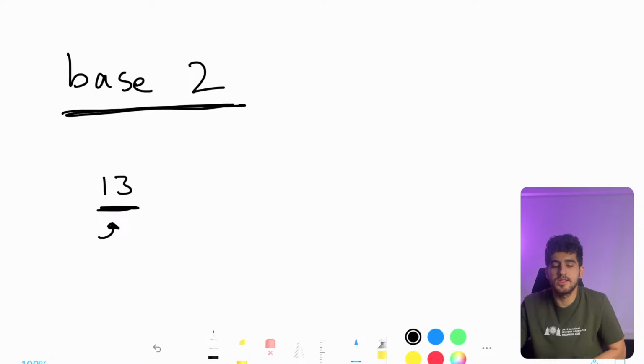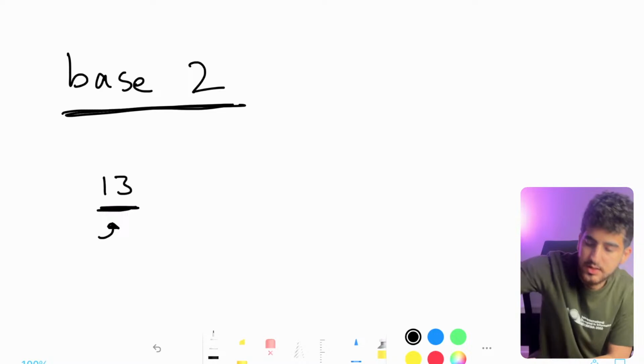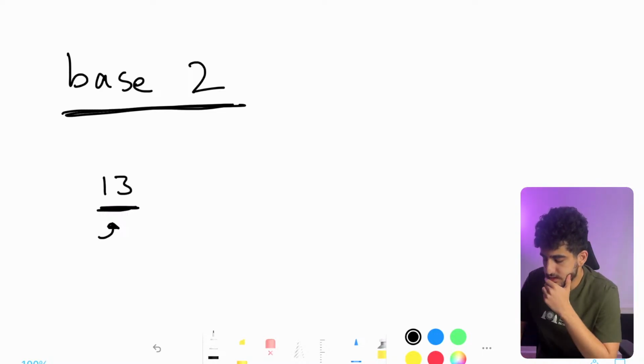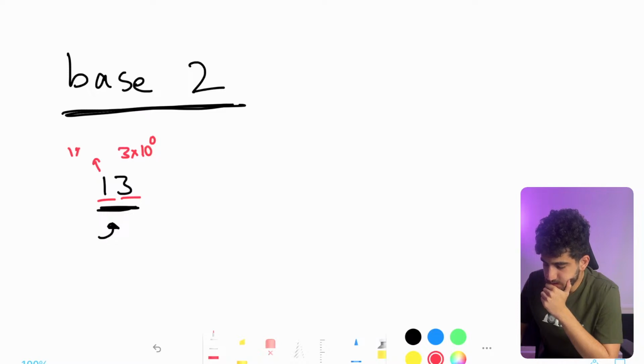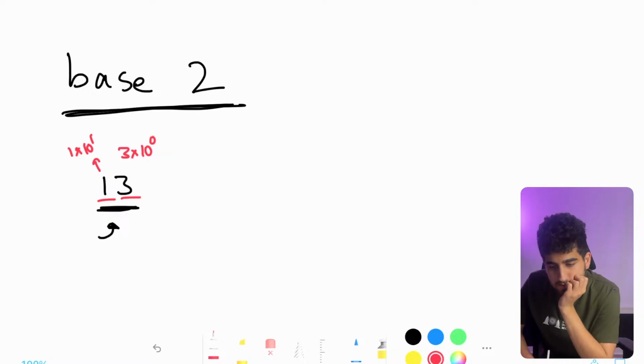This 13 that you see is this 1 times 10 plus this 3 times 1. So this is 3 times 10 to the power of 0 plus 1 times 10 to the power of 1. If I had more digits, the next one would have the value of 10 to the power of 2, and so on.